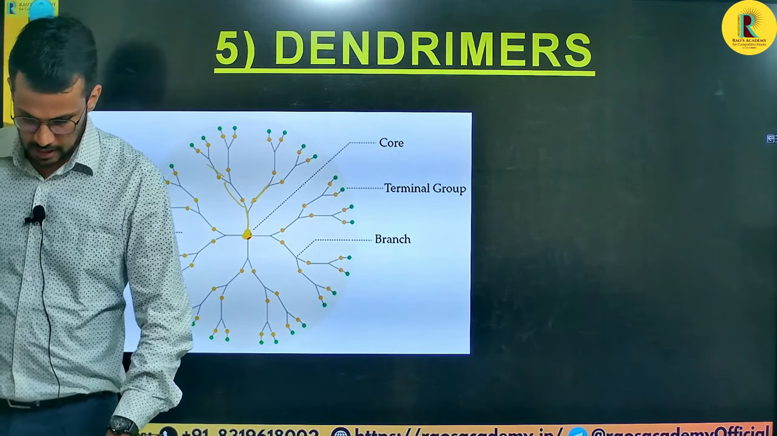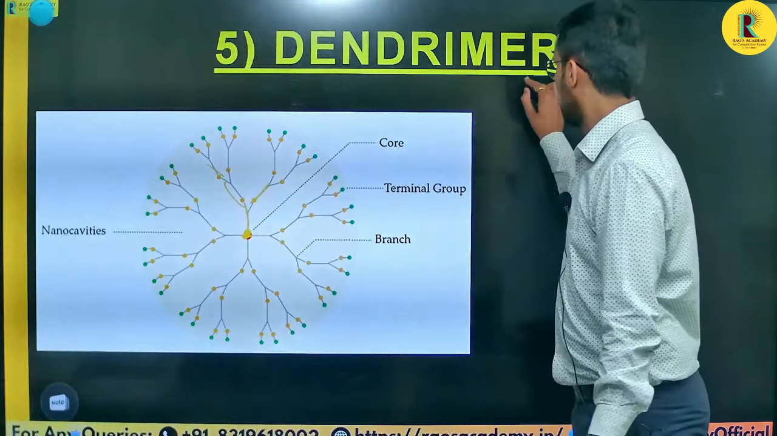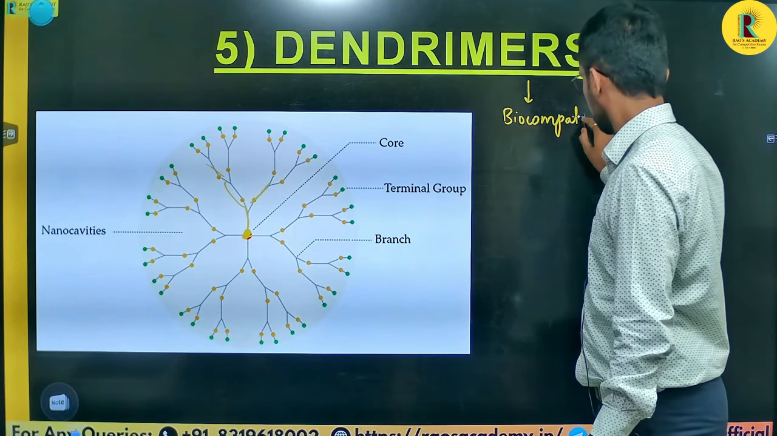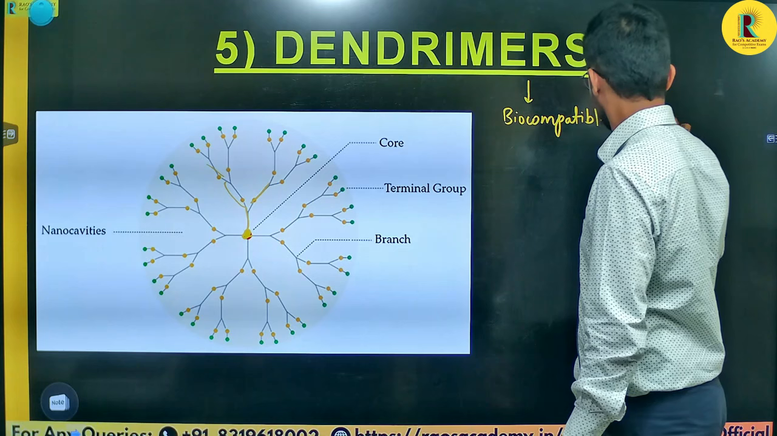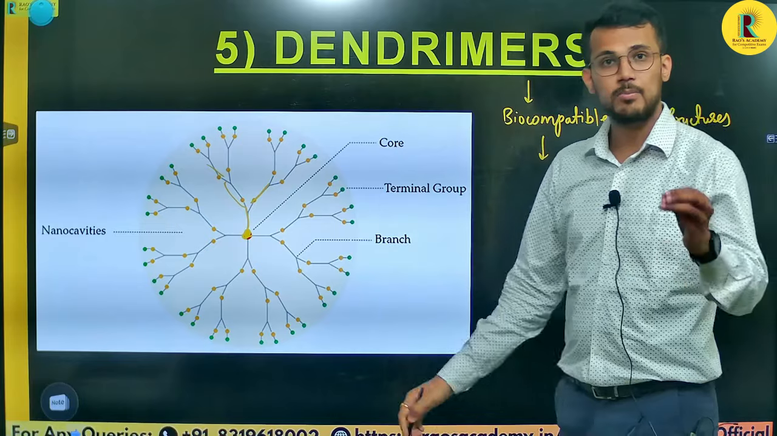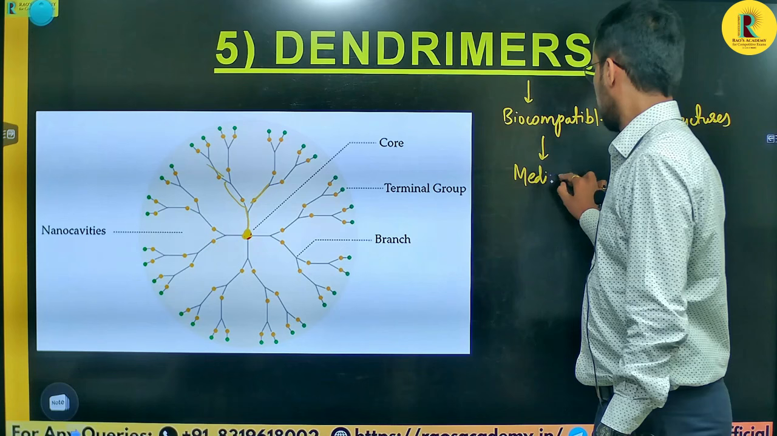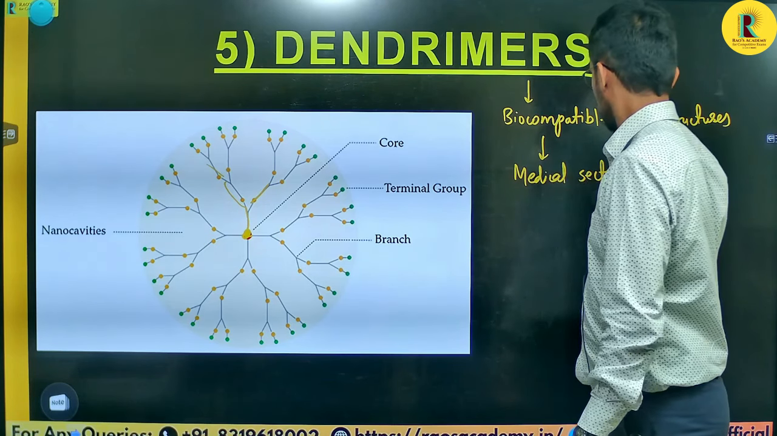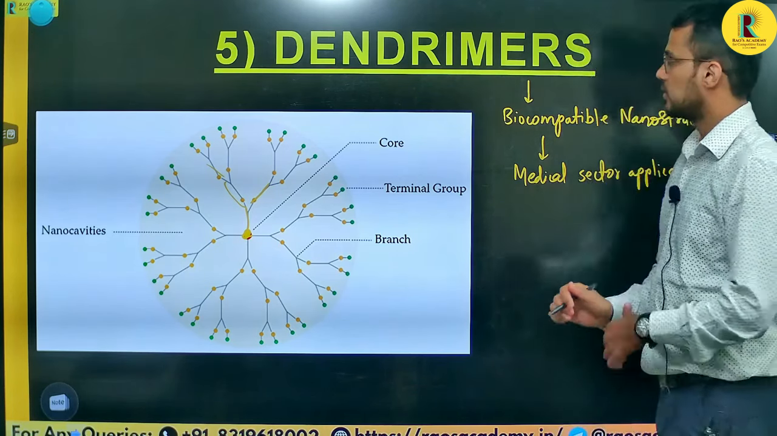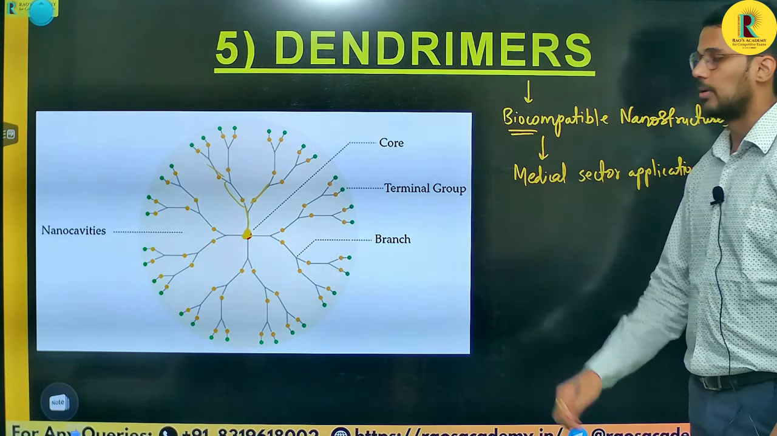And these dendrimers are biocompatible nanostructures. The important property of dendrimers is that they are biocompatible nanostructures. And that's why, as they are biocompatible nanostructures, they can be used in the medical sector. They can be used in the medical sector for different applications. Fine, so dendrimers are one of the important nanostructures which is biocompatible.